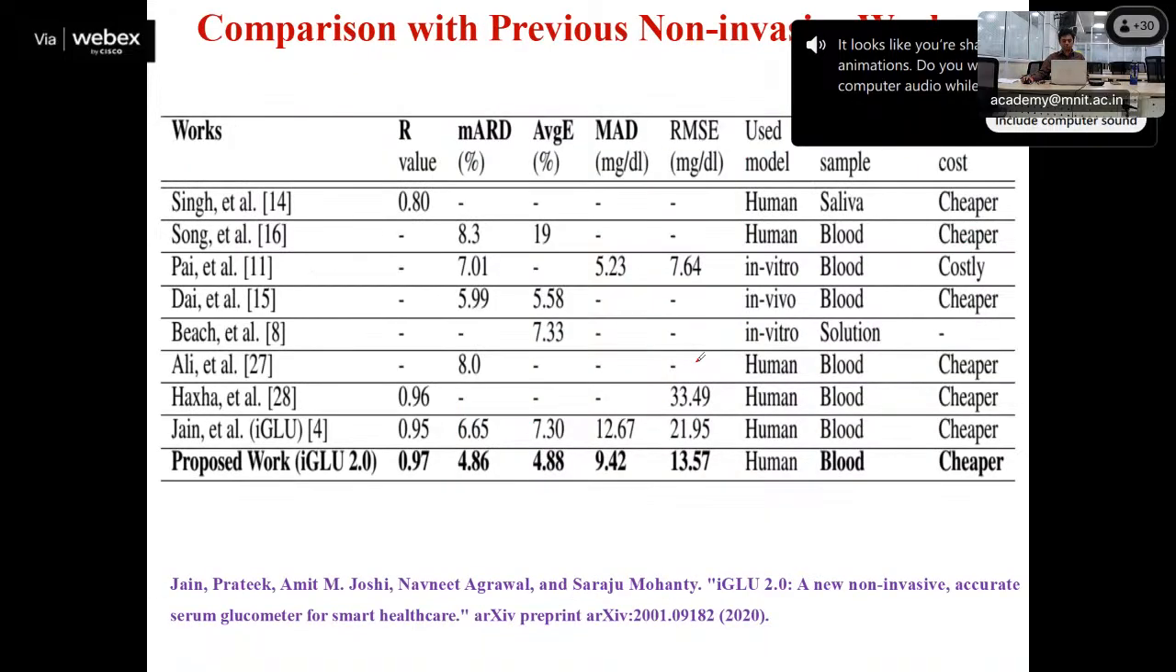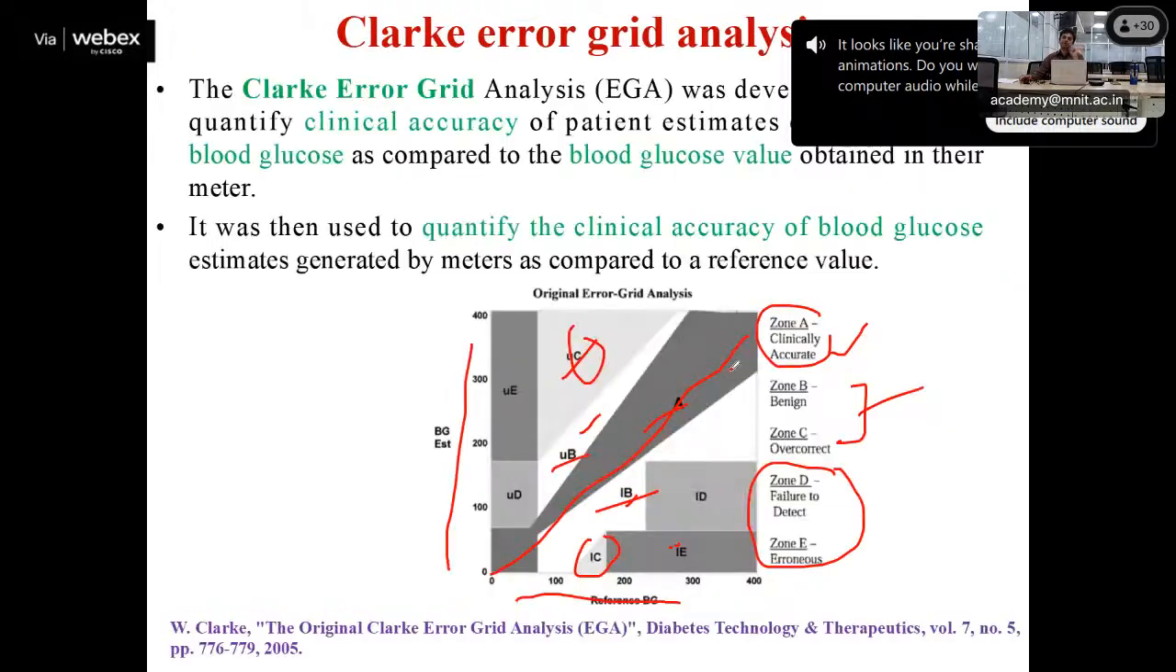Now, when we have done the experiment on 350 patients, from those 350 patients, 330 patient readings come in zone A. And the remaining 20 patients' data resides in the B and C zone. So this itself suggests that our device is clinically validated. So the iGlue device developed by us is clinically validated, and it could be useful for glucose measurement.